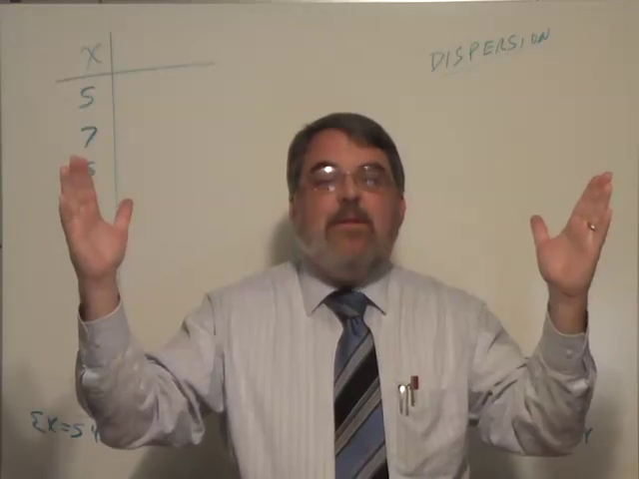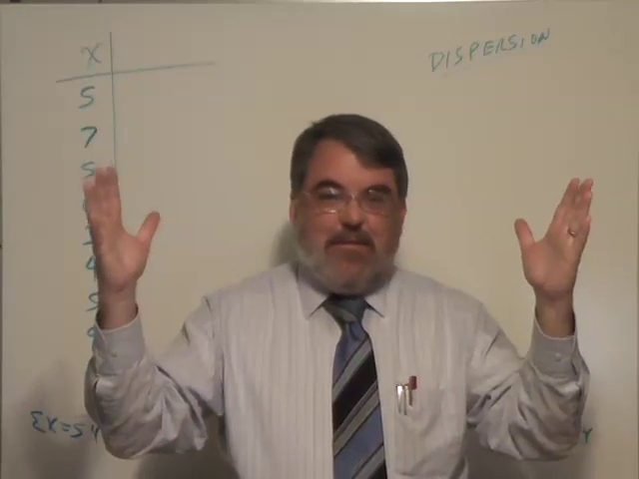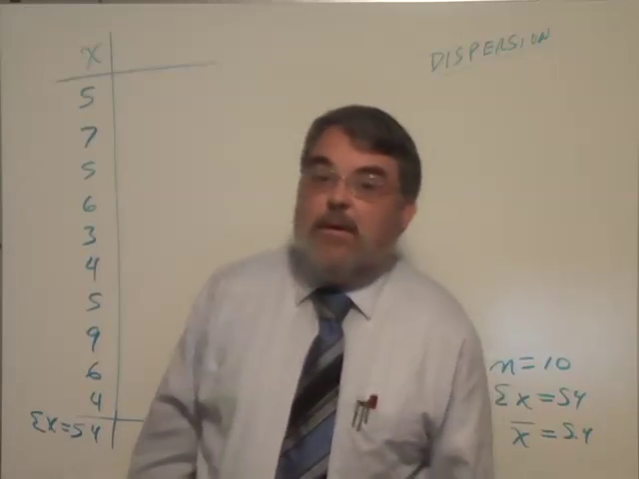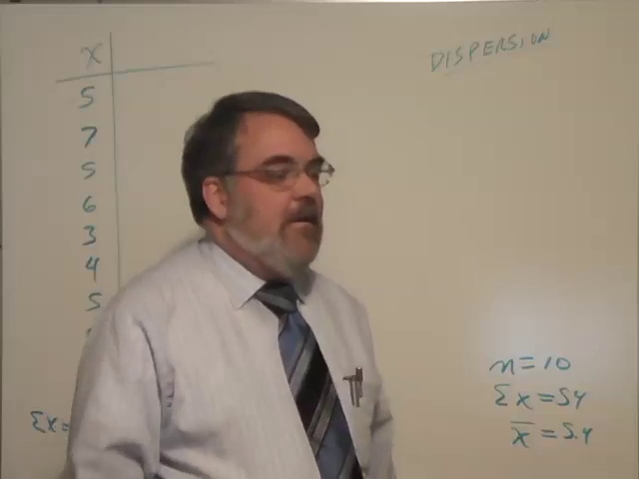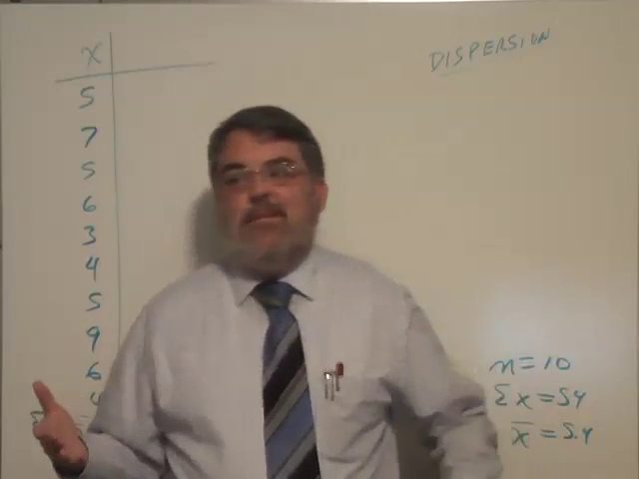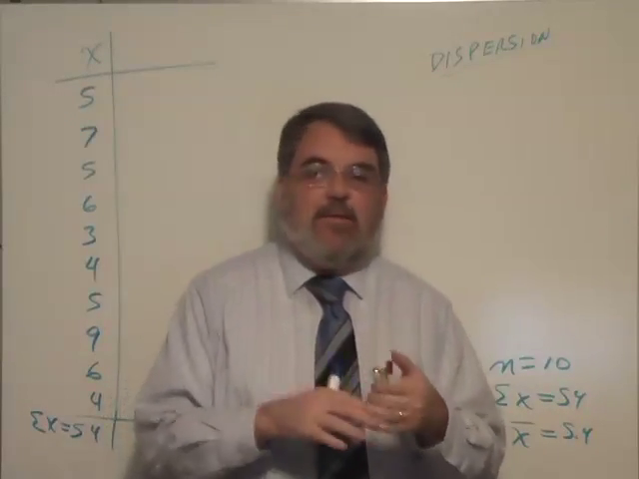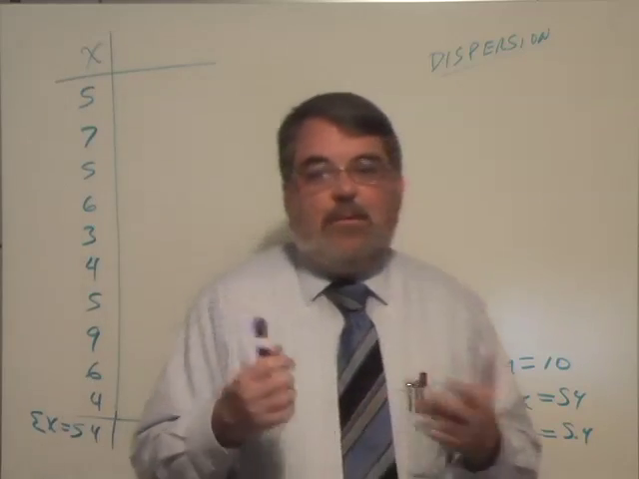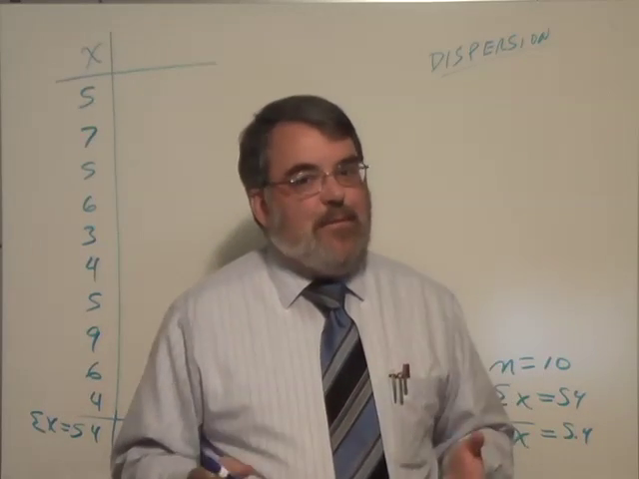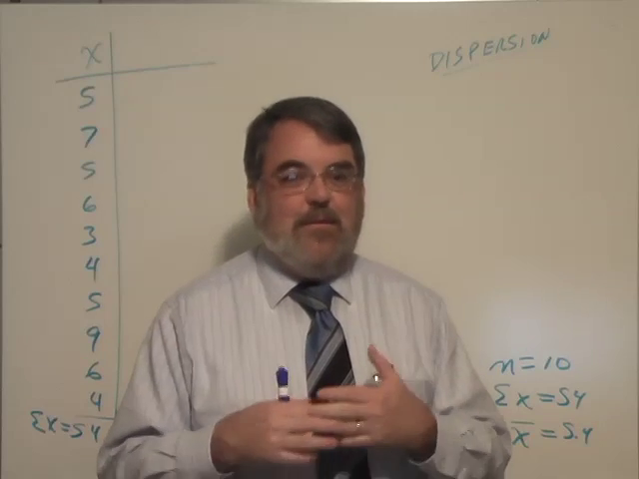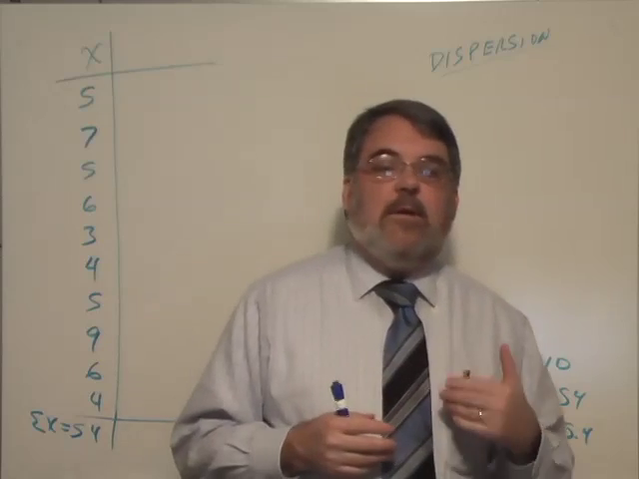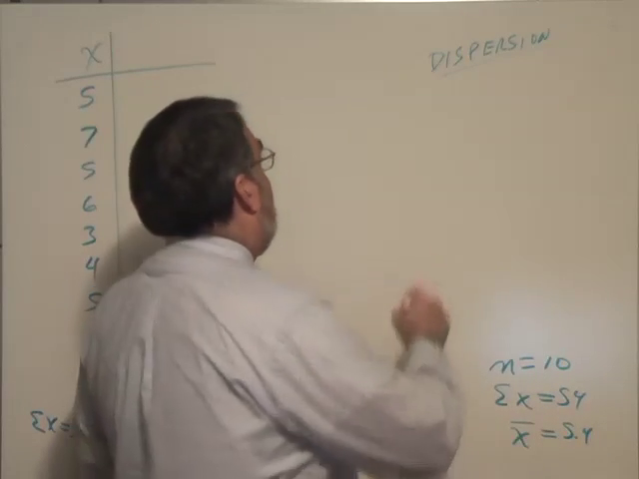A wide dispersion is going to have a larger number associated with the data than a small dispersion. So anyway, there are several ways to measure dispersion. One is called range. It's very simple. The range of this data goes from 3 to 9, so the range is 6. Not very useful for statistical purposes. There's no formula there. So the other two are called the variance and the standard deviation.